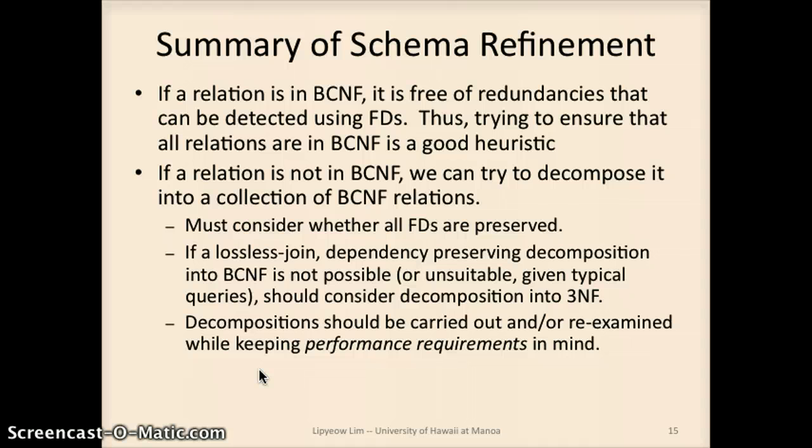So what have we covered? We have covered functional dependency, and we've covered normal forms. In particular, we've covered BCNF, and that if a relation is in BCNF, it is free of redundancies that can be detected using FDs. Thus, trying to ensure that relations are in BCNF is a good idea in general. If a relation is not in BCNF, we can try to decompose it into a collection of BCNF relations. But we have to consider whether it's lossless join and whether FDs are preserved. In general, we do want lossless join and dependency-preserving decompositions. Now, you should always consider other requirements like performance when you do decompositions.